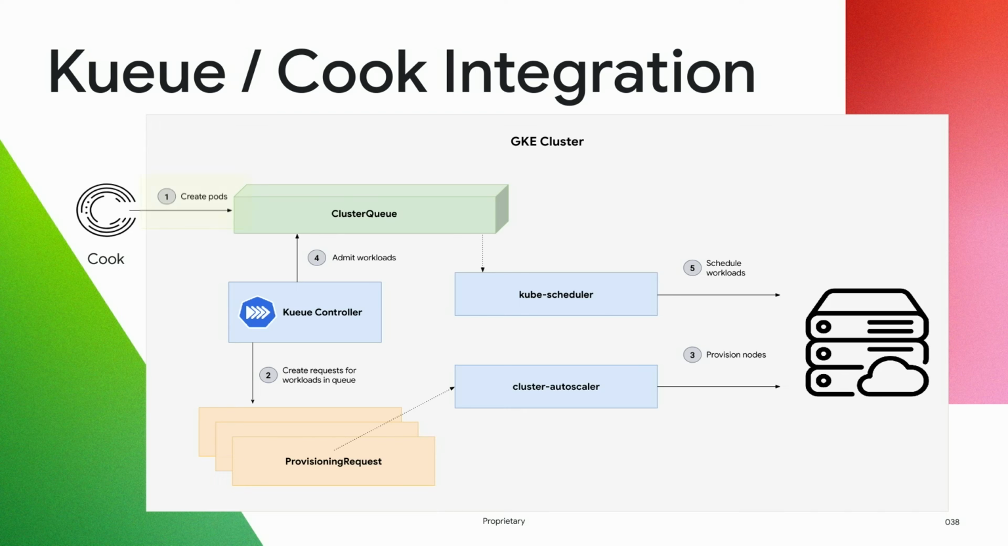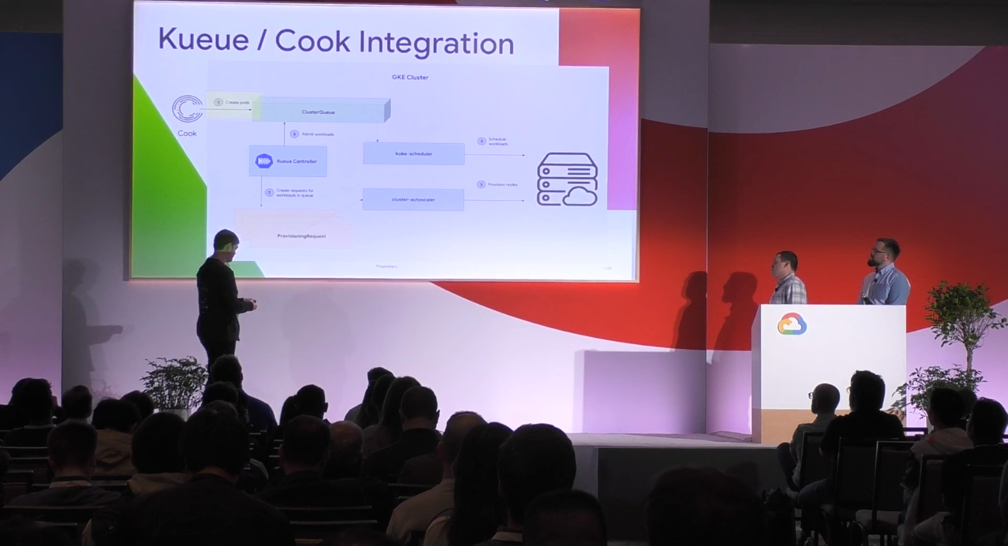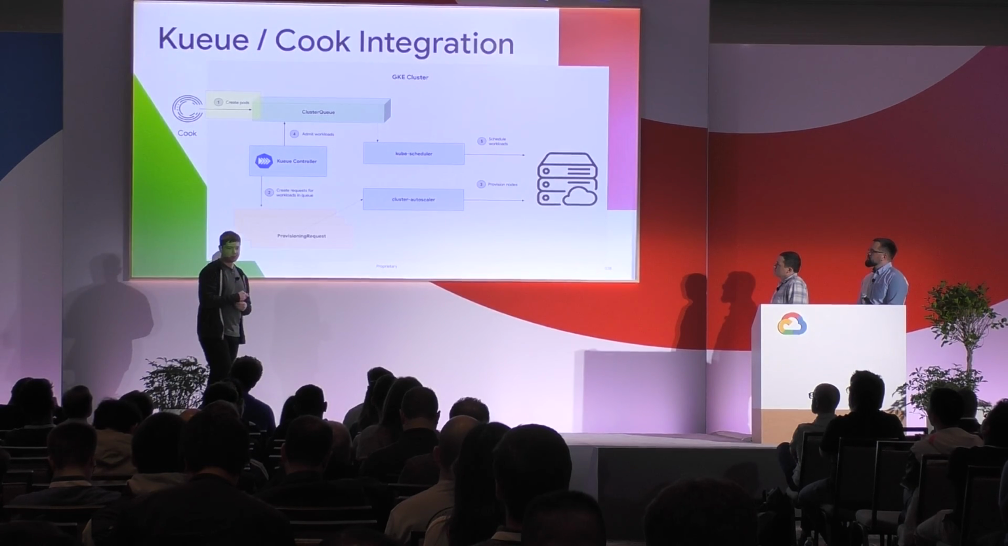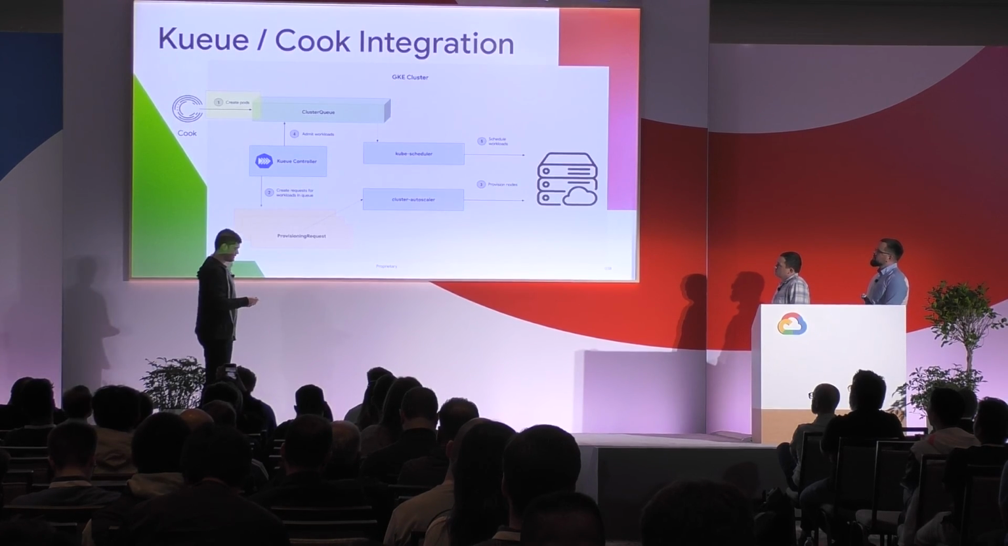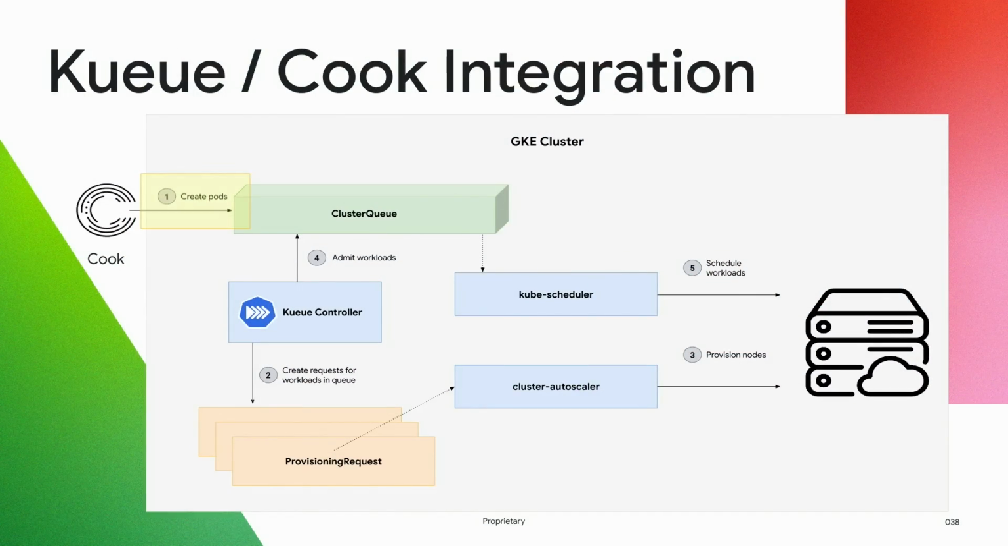So to start the process, Cook will create pods, and it will set the label to the name of the cluster queue that you want the pods to go to. And they're configured to request GPUs. We've configured Kueue to monitor the single cluster queue for pods. It's looking at the specs, and it's deciding, OK, so you're requesting this amount of GPUs. I need to create a provisioning request that actually will go out and scale that.